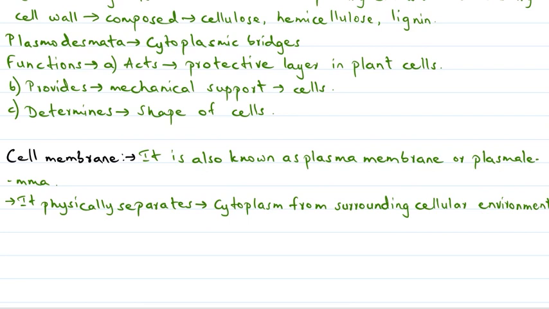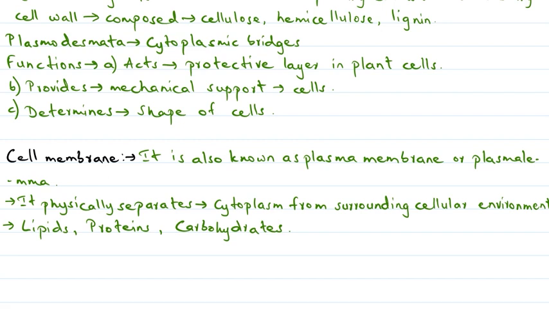So the cell membrane is a fluid mosaic assembly of molecules of lipids, proteins and carbohydrates. Okay, so it is a fluid mosaic assembly of what? It contains lipids. It also contains proteins and carbohydrates. Okay, so it is an ultra thin, living and dynamic, and selective transport barrier.